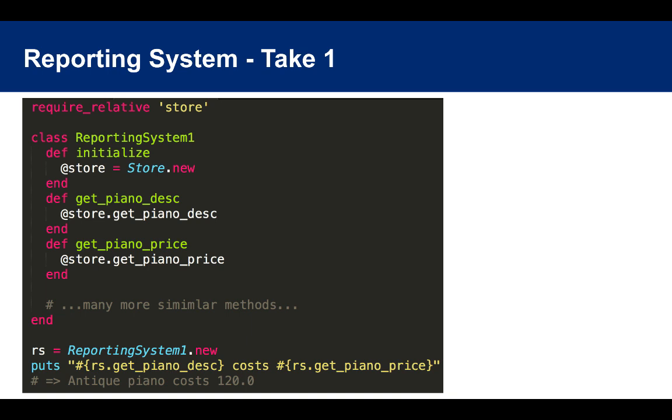So your reporting system class is basically going to delegate to the store methods, right? You're going to have a constructor that has a store instantiated, and then the get piano description and get piano price methods of the reporting system are essentially going to call into the store methods, get piano description and get piano price of a store. So now you could say rs, which is a reporting system, get piano description costs a certain amount. Okay?